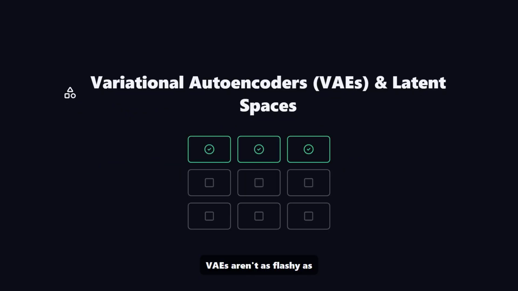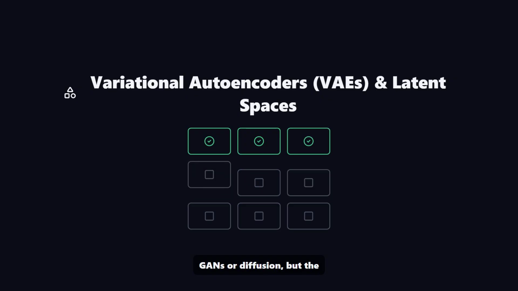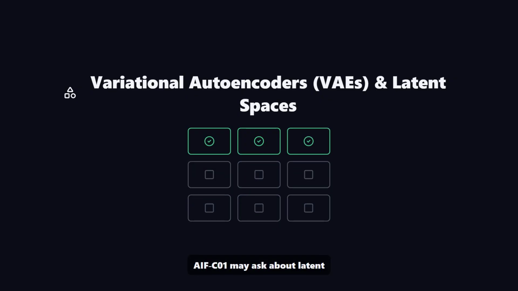VAEs aren't as flashy as GANs or diffusion, but the AIF-C01 may ask about latent space smoothness. The encoder outputs a distribution, not a single point, giving continuous, interpolatable codes. You can train a VAE on SageMaker using your own TensorFlow or PyTorch script. The training job launch is straightforward from the console. Spend 20 minutes running a VAE training job to see how latent space interpolation generates new, plausible samples.